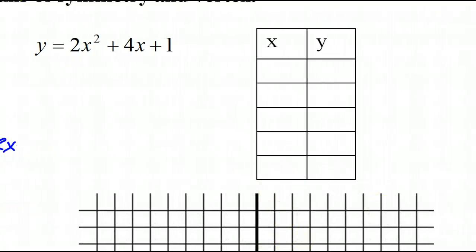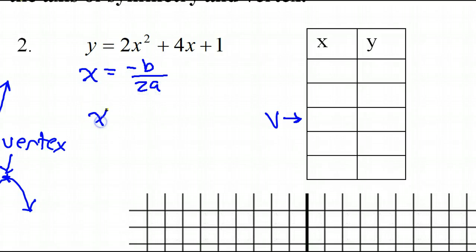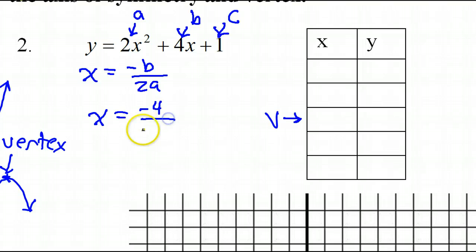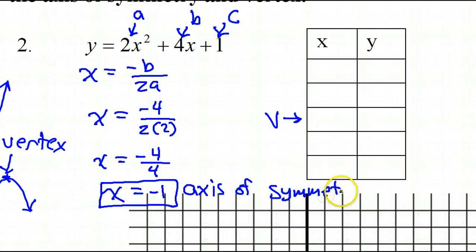Same type of deal. So remember, if we want to find the vertex and the axis of symmetry, I'll just put a V pointing right there for now. The x value of the vertex is going to be opposite of b over 2a. And this is also the equation of the axis of symmetry. So you can see right here, there's our a, and there's our b, and there's our c. So b is 4, so the opposite of b is negative 4. And then 2a, so that's 2 times 2. So x equals negative 4 over 4, which means x equals negative 1. Now this is the axis of symmetry, and it is also the x-coordinate of the vertex.